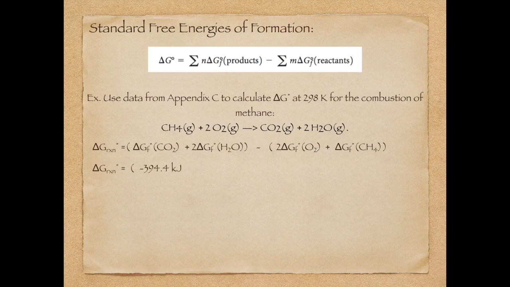For carbon dioxide, it's negative 394.4 kilojoules plus the standard free energy of formation of water, which is negative 228.57 times 2, minus, well, the standard free energy change of formation for an element in its standard state, just like with enthalpy, is going to be 0. So that of oxygen is going to be 0. Remember, for entropy it was not, but for enthalpy it was. Plus the standard free energy change of formation of methane, which is negative 50.8 kilojoules. And so when I calculate that, my standard free energy change for that reaction is going to be negative 800.7 kilojoules, which tells me that that reaction is going to be spontaneous.